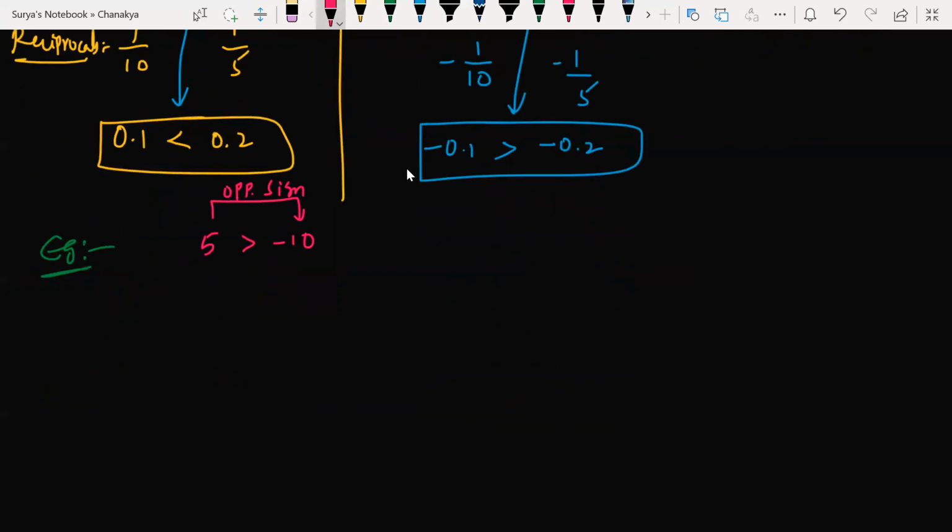Opposite signs. What happens now? Reciprocal is 1/5, -1/10. 1/5 is nothing but 0.2, minus 0.1. The inequality stays the same. No change in the inequality. Check karlo. Understood my point?